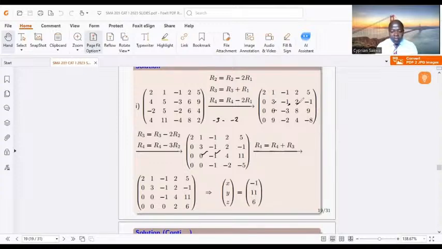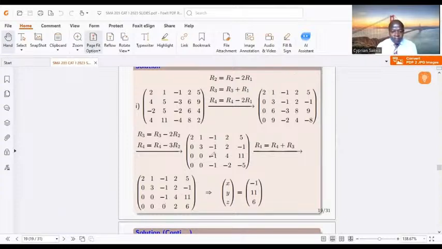This by 2 will be 4. From this, 8 gives me 4. And then -1 times 2 will be -2. Subtract from 9 gives me 11. So I've done that for that row. You do it for the other row.